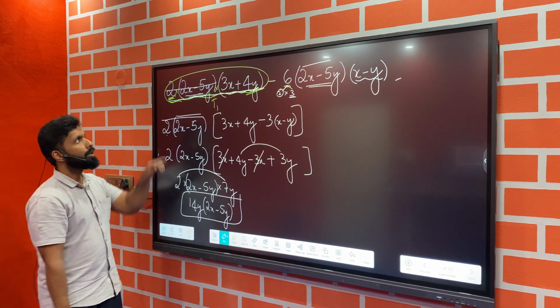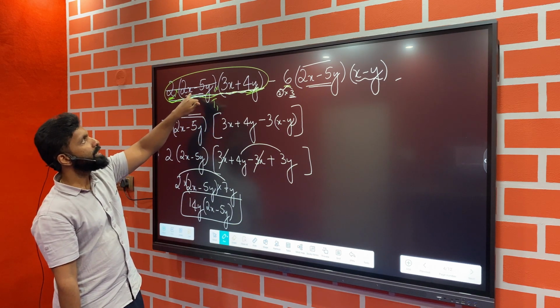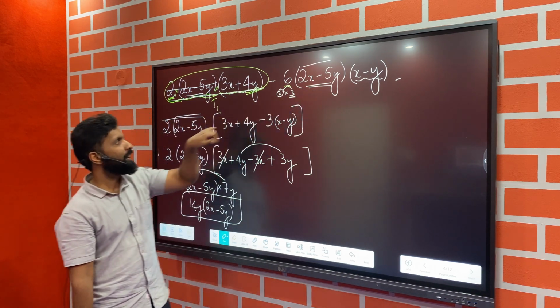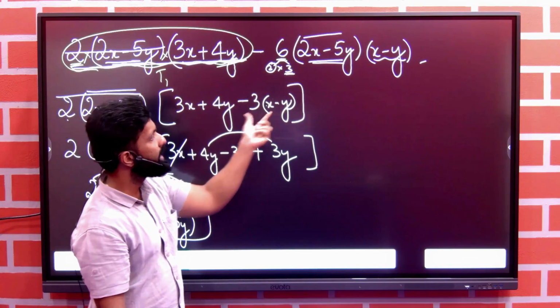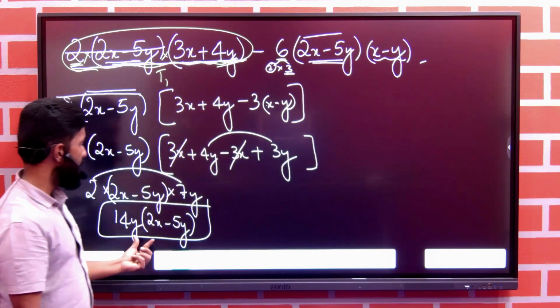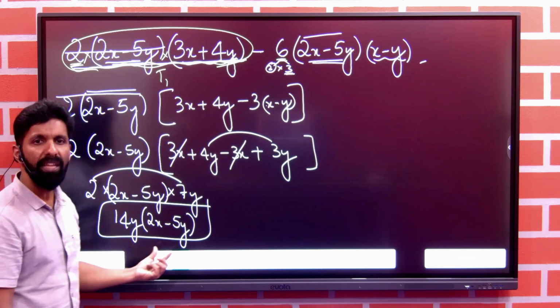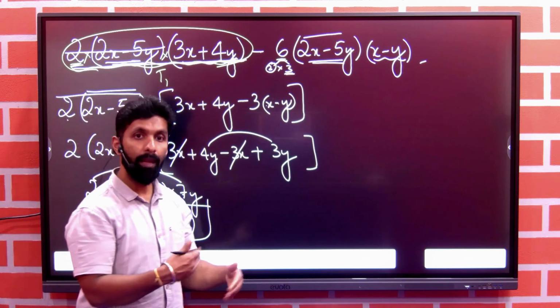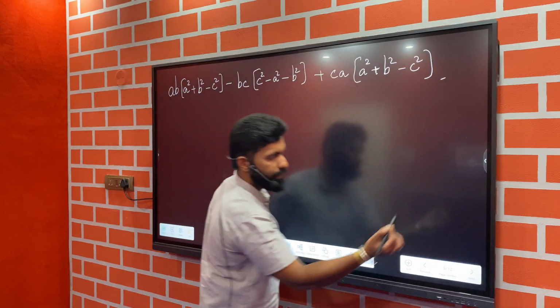I hope you understood. So from 2 and 6, I removed the 2 common. I can very clearly see 2x minus 5y, 2x minus 5y is common. So I removed that common. Whatever is remaining, I copied. And I tried to simplify this. I arrived at 14y into 2x minus 5y. One of the simplest possible questions. Let's see little more higher level questions. Okay, this was just the first question. So let's take a look at the next question.